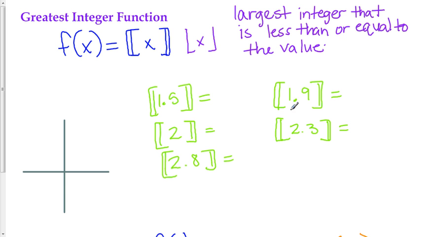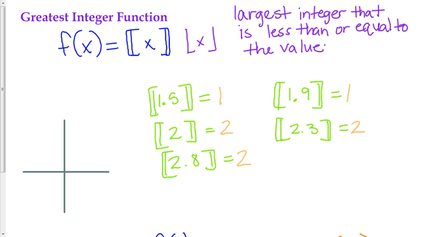So for these examples here, the greatest integer of 1.5 is the largest integer that's less than this, which would be a 1. For 2, the largest integer that's less than or equal to 2 would be 2. For 2.8, it is also 2. For 1.9, it would be 1. And for 2.3, it would be 2.